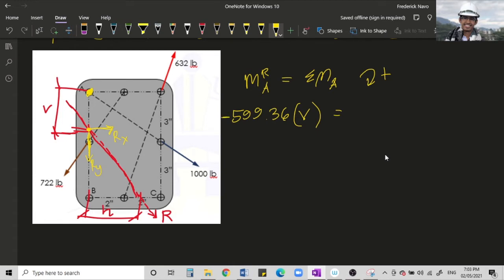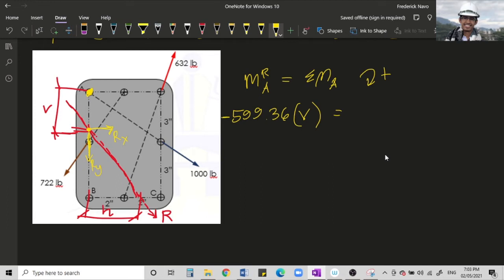So, that is equal to the summation of moment ng mga forces natin at point A. Okay? So, that will be, so, yung unahin natin tong 632 pounds. So, actually, meron tong, yung X component lang ang magro-rotate. Okay?